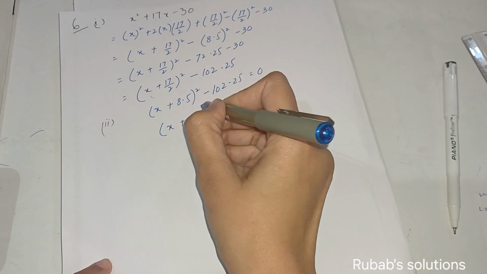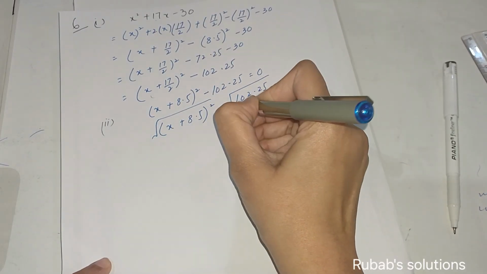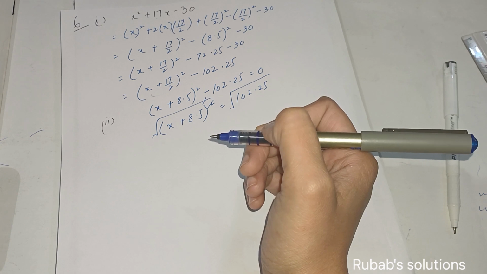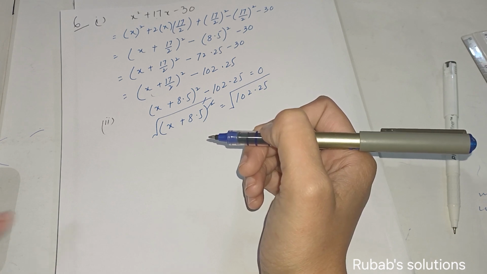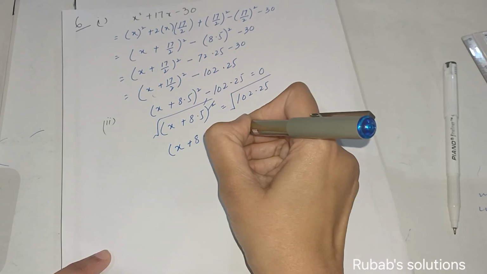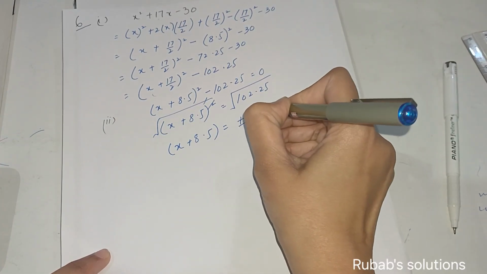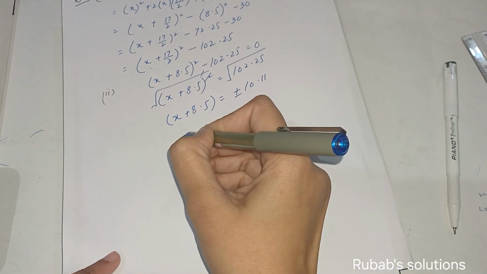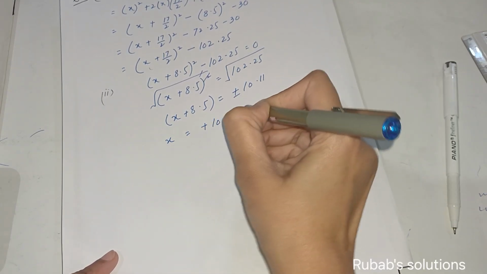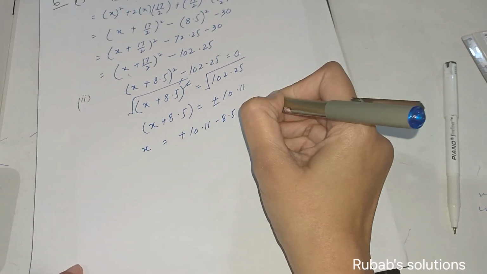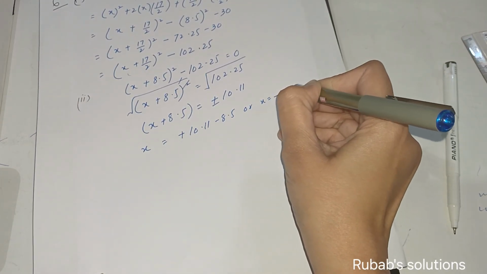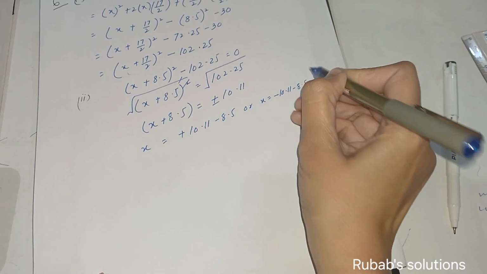Now it will be taking square root on both sides. When you take square root, you will get an answer that is square root of this will be equal to x plus 8.5, this is equal to plus minus 10.11. Okay, one time I will do in plus, x is equal to 10.11 minus 8.5, and x is equal to minus 10.11 minus 8.5.